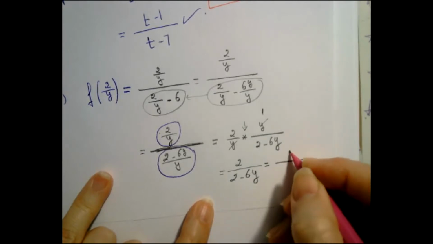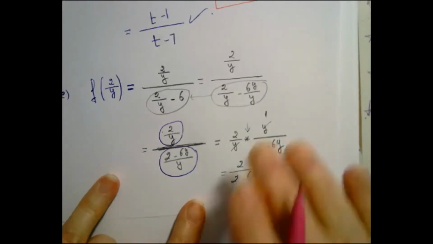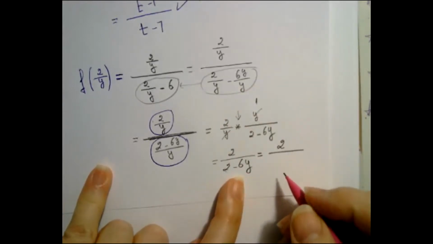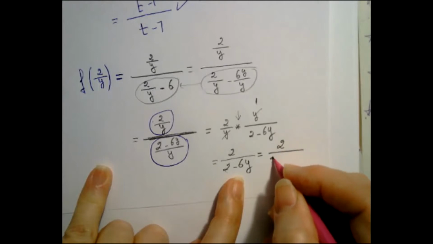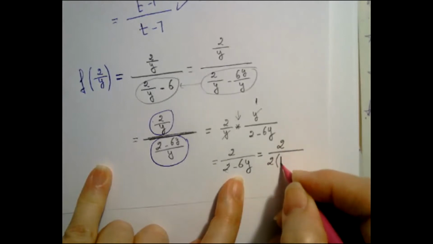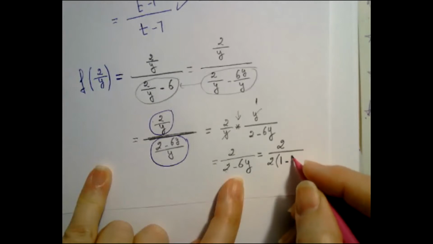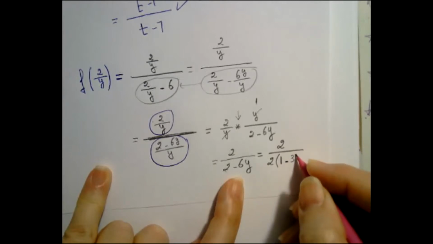Okay. This is 2. Can I factor out a 2 in the denominator? Yeah. I'll be left with 1 minus what? 3y. 3y.